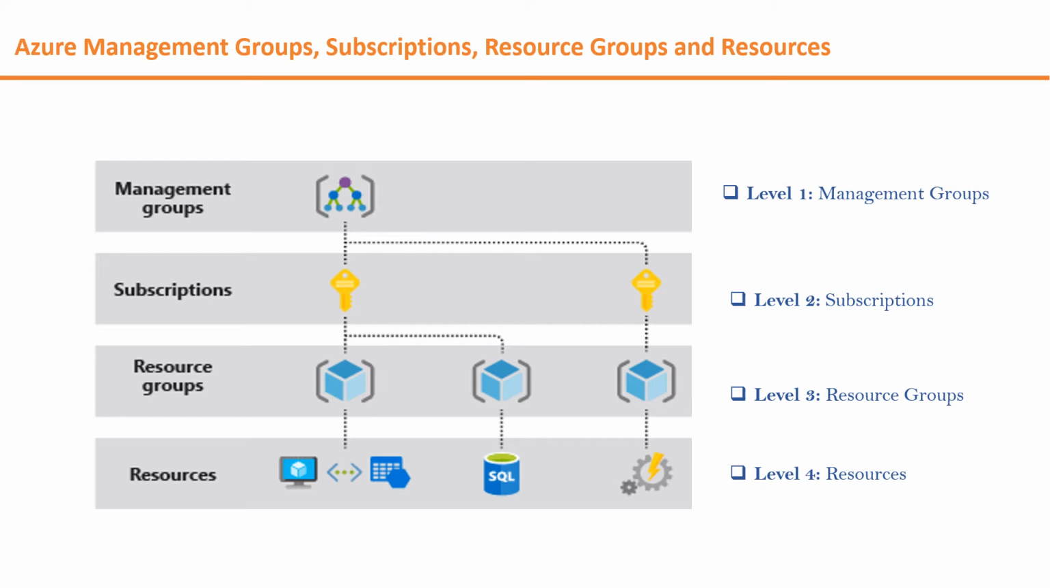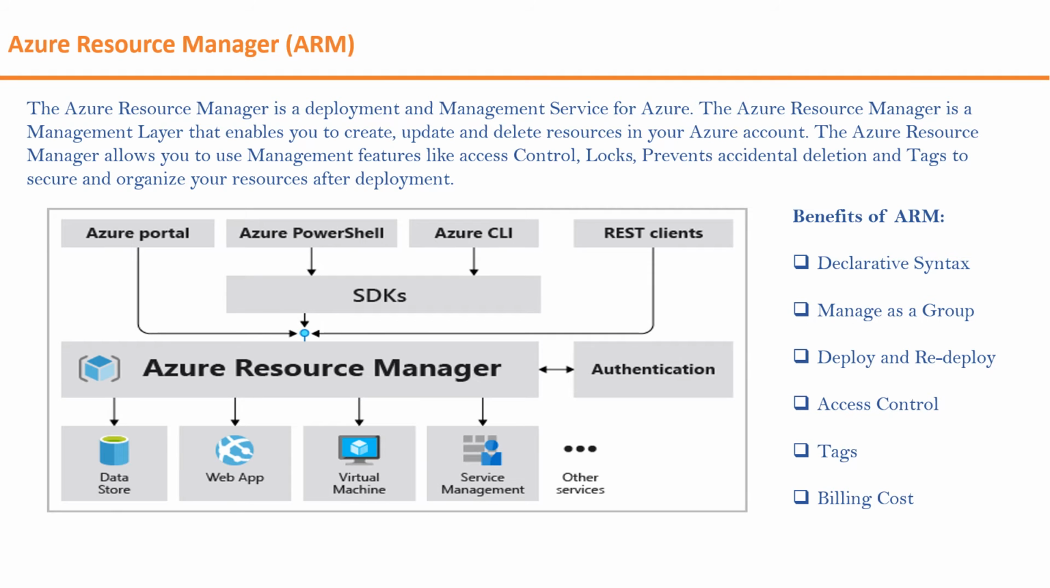Final level of hierarchy in organization structure is resources. The Azure resources are manageable items that are available through Azure. The Azure resources include virtual machines, databases, storage, web apps, and networking. Azure Resource Manager, which is also called ARM.